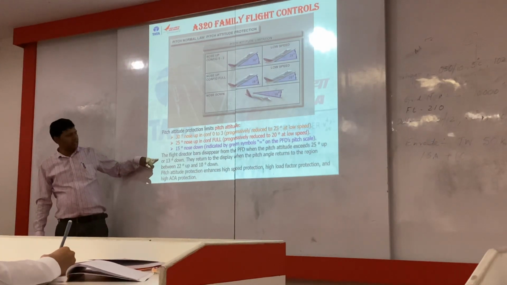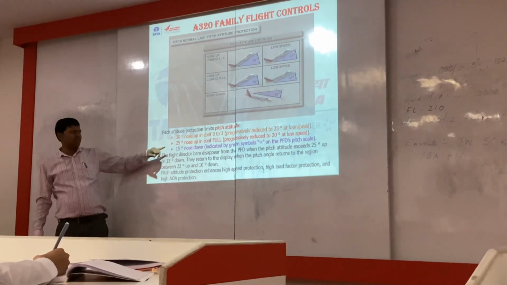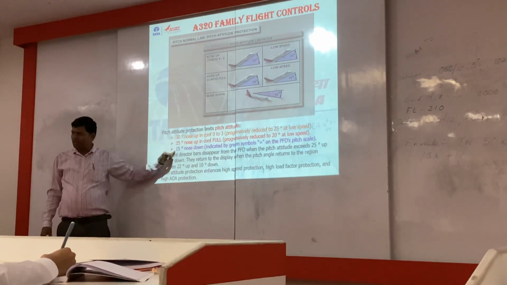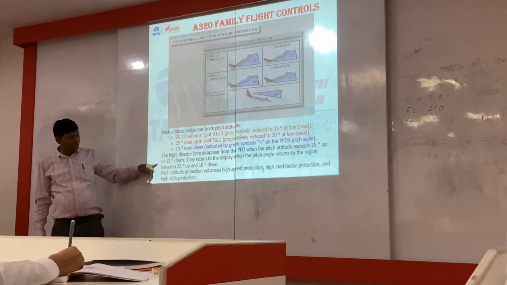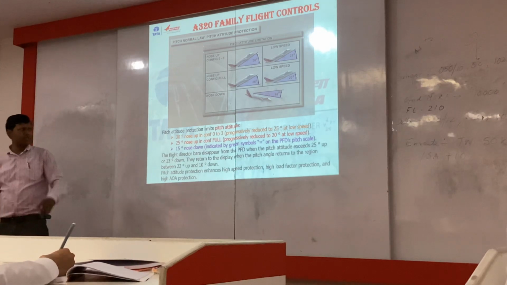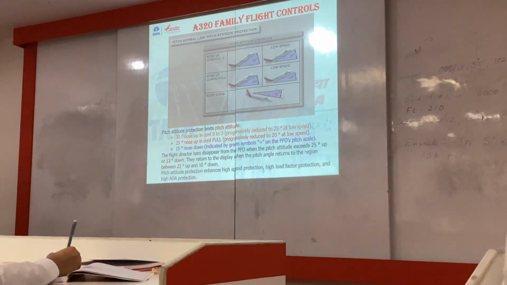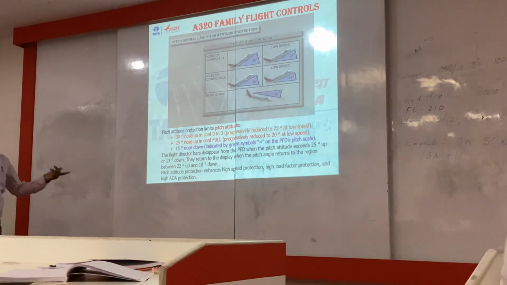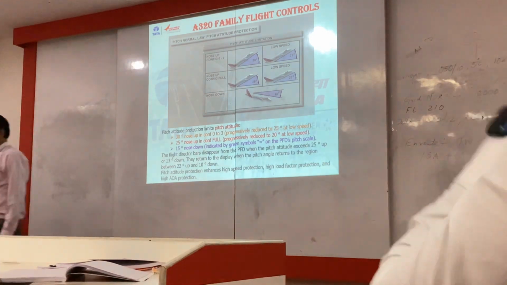The flight director bars disappear from the PFD when the pitch attitude exceeds 25. The moment attitude is more than 25, bars will go off. They return onto the display when the pitch angle returns to between 22 up and 10 degrees down. So at any value more than 25 pitch up or 30 degrees pitch down, the bars will go off, and they will come back once the pitch up is 22 degrees, pitch down is 10.